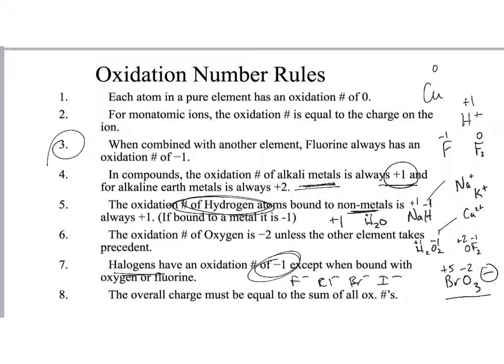Okay, you see what I did there? I have 3 different O's that are each -2. However, I need to have an overall -1, and the proper number to do that is the +5. Notice that the overall charge must equal the sum of all the oxidation numbers. So that's kind of what's happening with this bromate one.